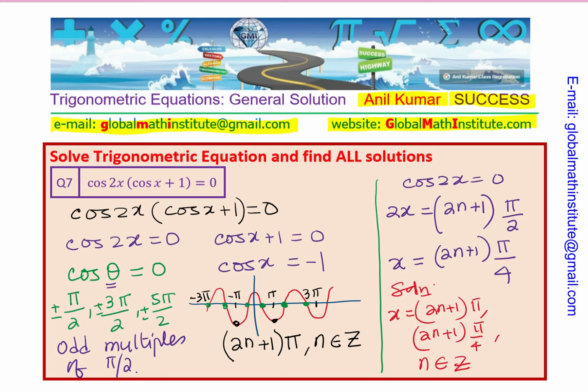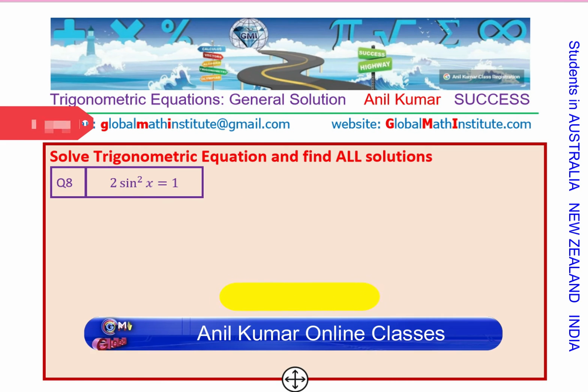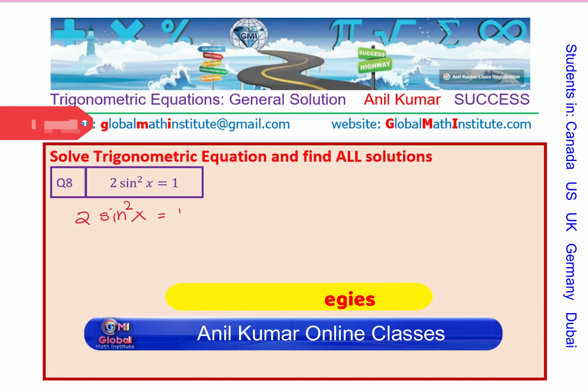You have also understood if it was instead of 2x, let us say 5x, I would have divided this by 5 and I would have got pi by 10. You see how simple it is, right? Great. So let's move on to the next question, right? So next question is sine square x. So we'll write the question which is 2 sine square x equals to 1.